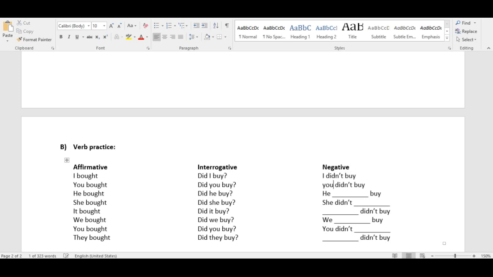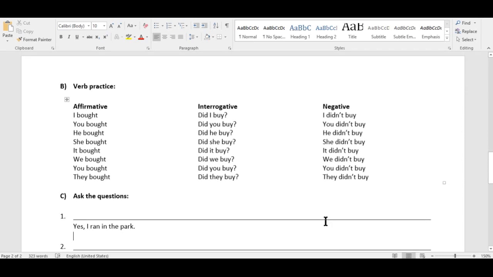You didn't buy. Capital Y. He didn't buy. She didn't buy. It didn't buy. We didn't buy. You didn't buy. And they didn't buy.